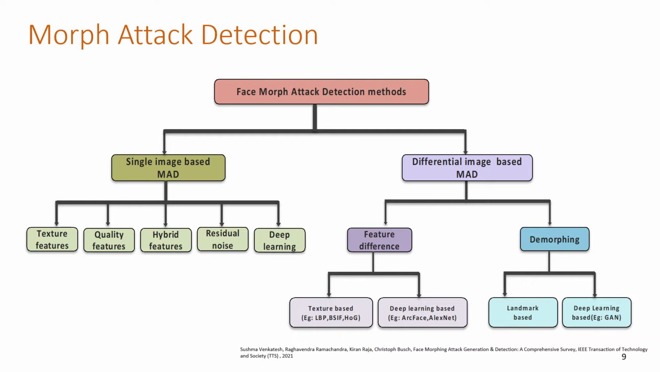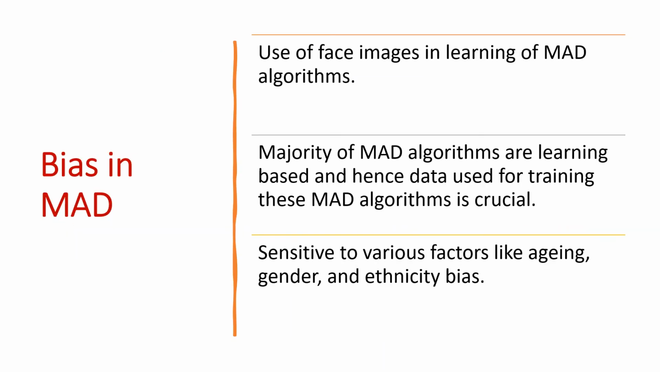So when we look into the literature, there exist several varieties of morph attack detection algorithms. Even within the single image based MAD, there are about 5 different types. Likewise, within the differential image based MAD, there are another 5 or 6 different types. However, within the scope of this work, we would like to present the analysis on algorithmic fairness, especially for the single image based morph attack detection.